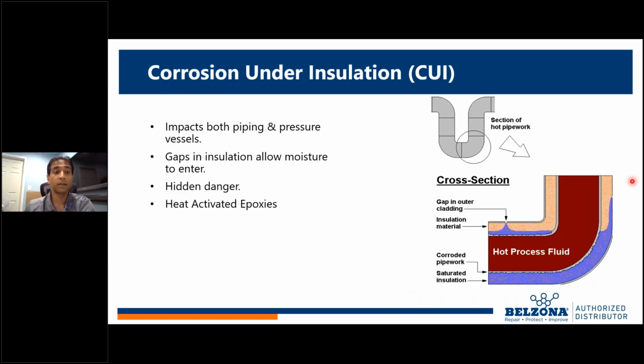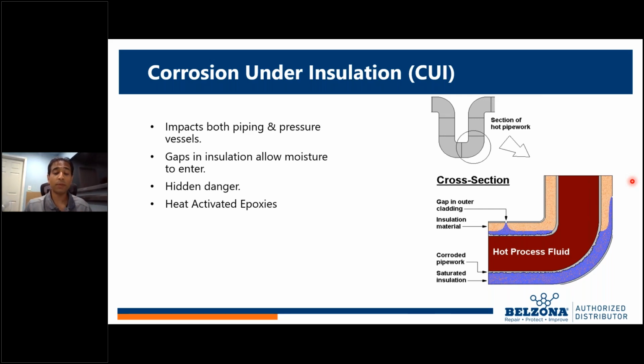Corrosion under insulation is another important area of consideration. This is like the hidden danger when we talk about places where you could potentially be exposed. And corrosion under insulation will impact piping and pressure vessels. So how does it work?